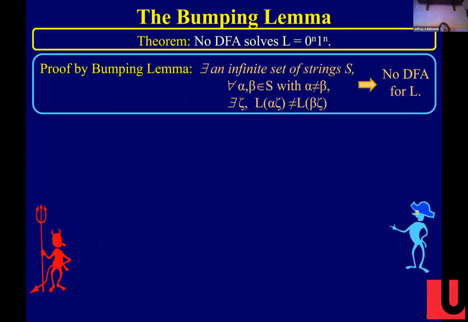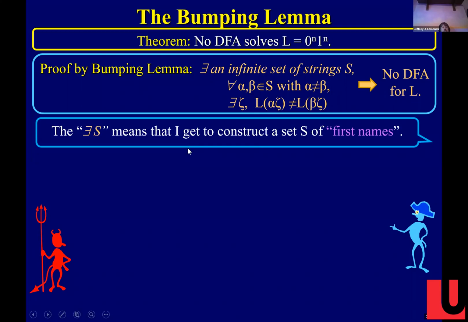All right, so now let's do this. Here's our language. We want to prove that there exists an infinite set such that every pair that are different has a zeta. And if we do that, then we know that there's no DFA for it. How do we prove it?